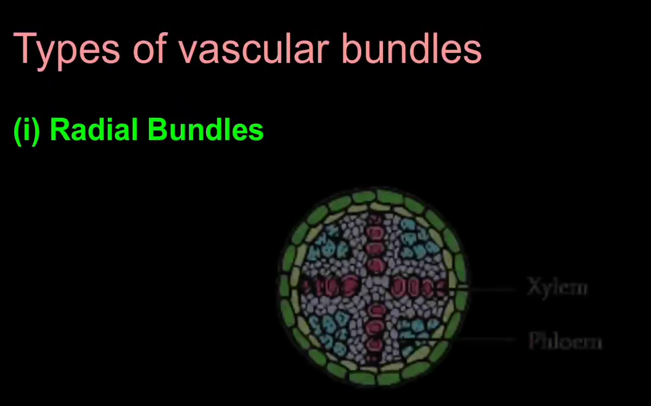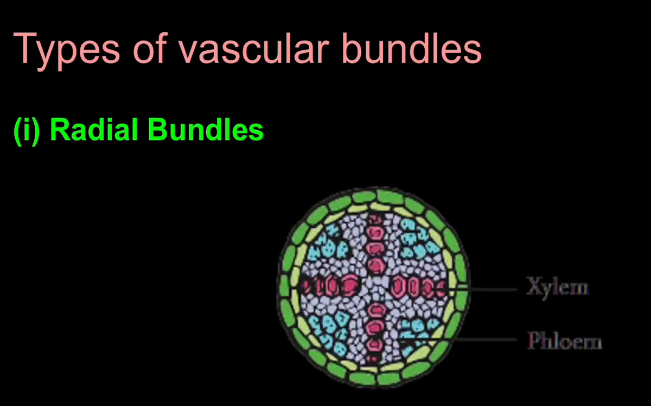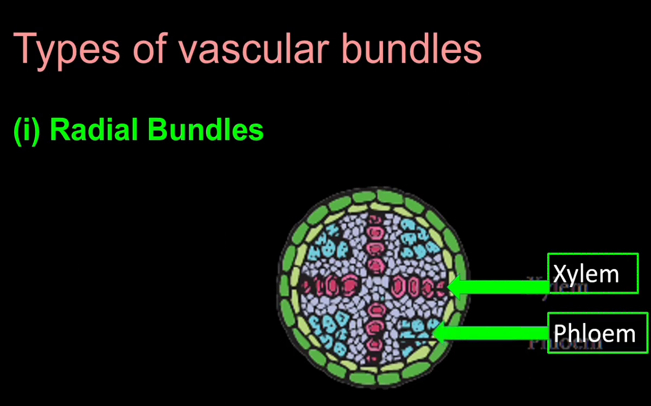There are three basic types of vascular bundles. The first one is radial vascular bundles. In radial vascular bundle, the xylem and phloem are alternately arranged. Here this is xylem. The red color area represents xylem. Next to the xylem there is phloem. After phloem again there is xylem.